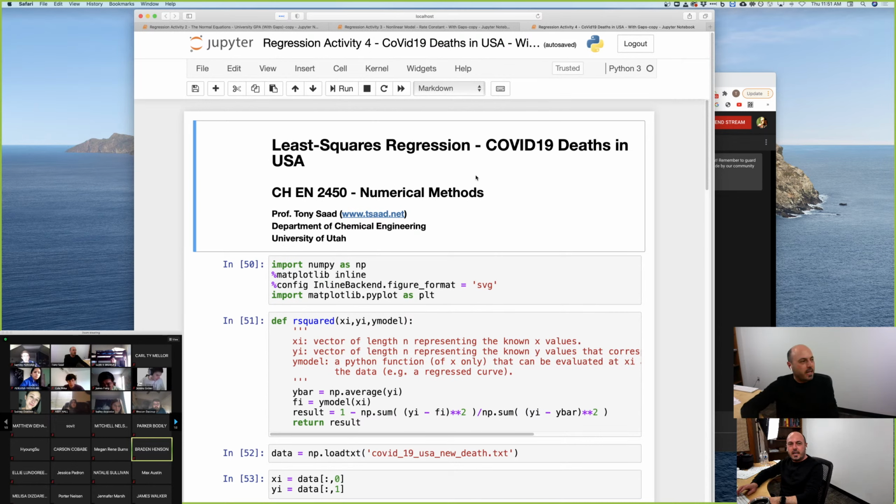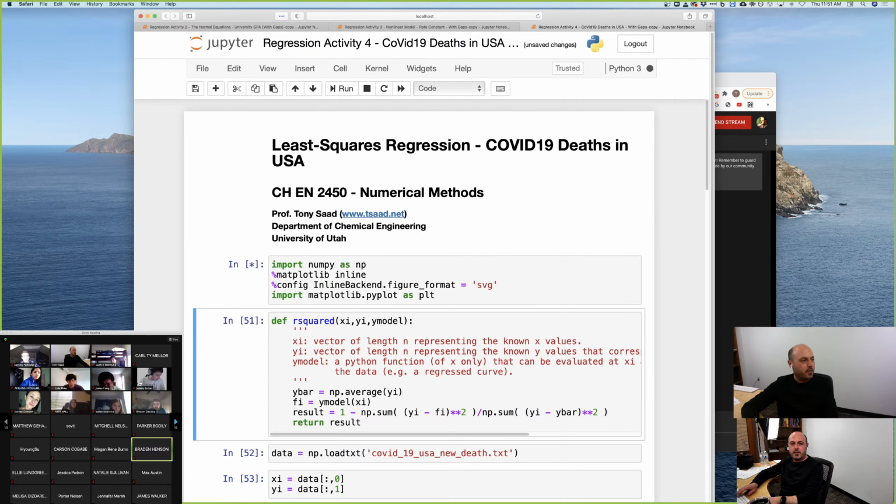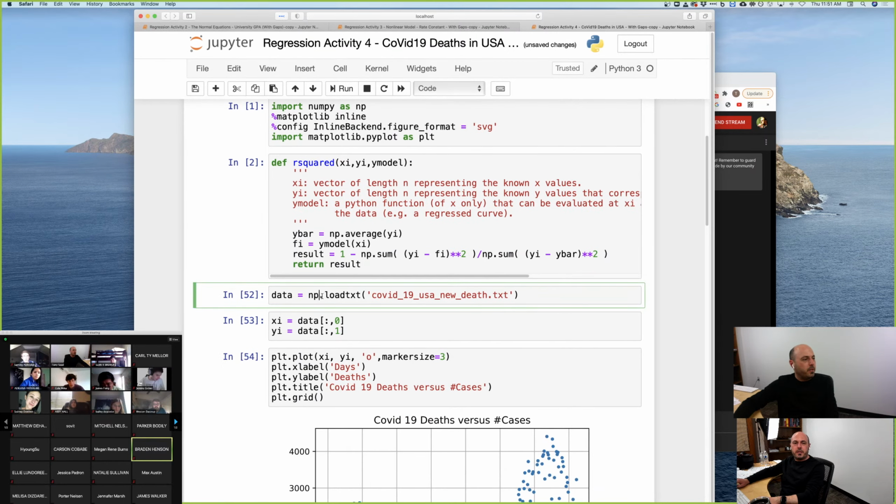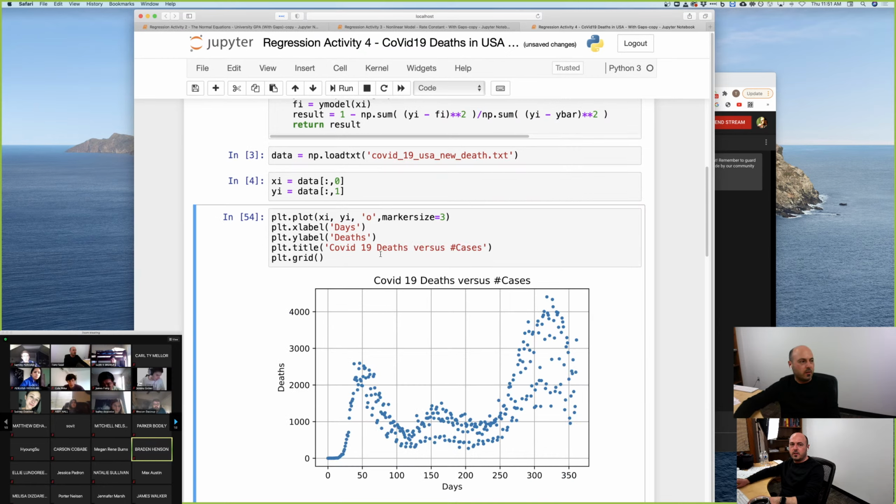All right, so let's go ahead and do this least squares with COVID-19 deaths. Get the boilerplate out of the way and define the R-squared value. Now simply load up the data from this text file. Just execute these two cells. In xi, I have days, essentially day 0, day 1, day 2, since we started recording deaths.